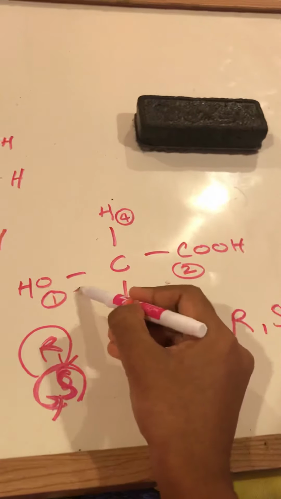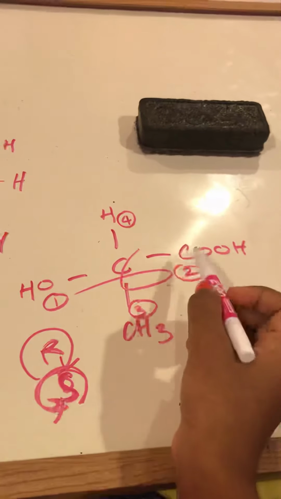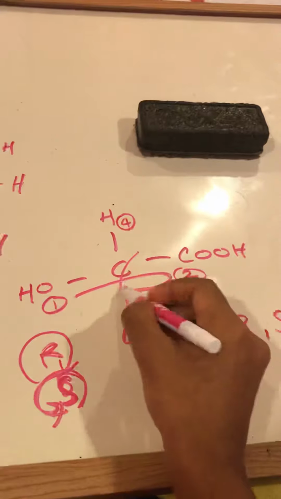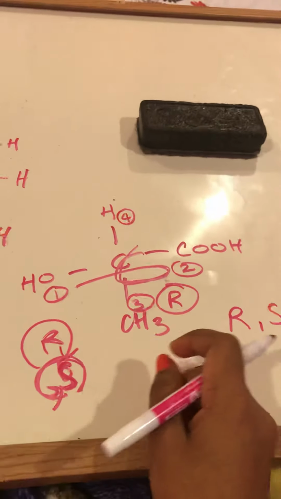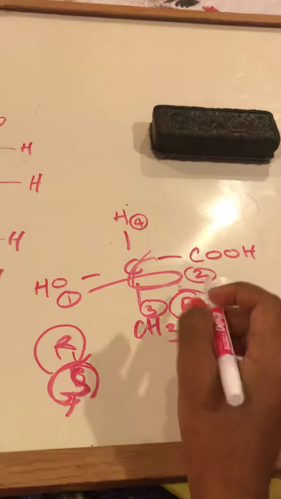When you draw an imaginary circle, you see that it's going in the right direction. This is going to be your R configuration. So this is probably one way you'll see it. This will be your R configuration.